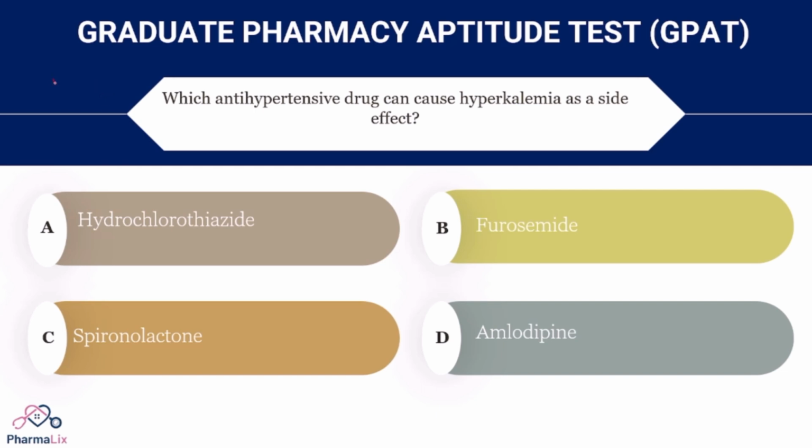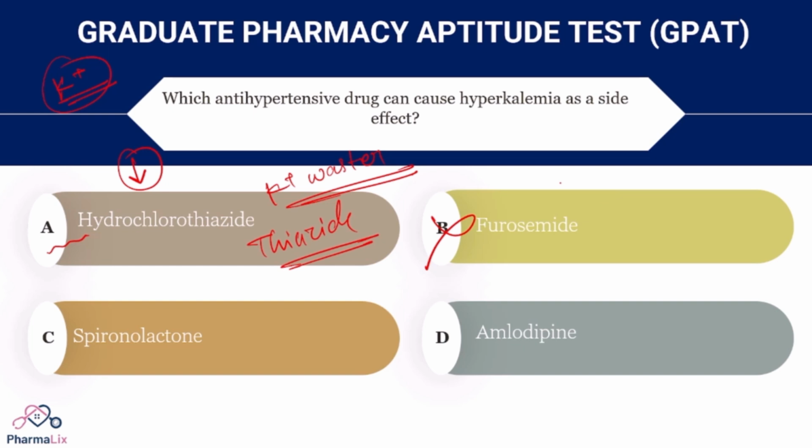Which antihypertensive drug can cause hyperkalemia as a side effect? See, hyperkalemia means elevated level of potassium, and we have already discussed it, though we are going to do it again. So here, is it going to be hydrochlorothiazide? Maybe. It's a thiazide diuretic, and thiazides are potassium wasters. Always remember, thiazides are potassium wasters. So they are not going to elevate the potassium level, but they are going to decrease it. Is it going to be furosemide? No. In a way, it also reduces the potassium level, so furosemide is also not going to be the answer.